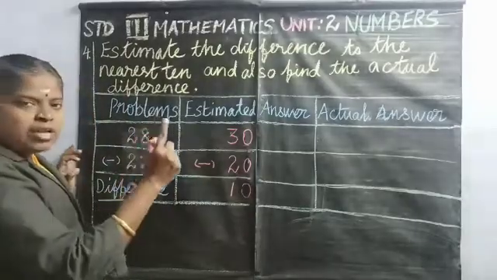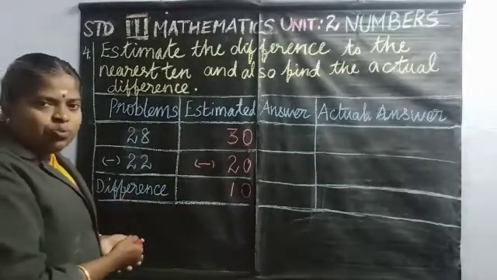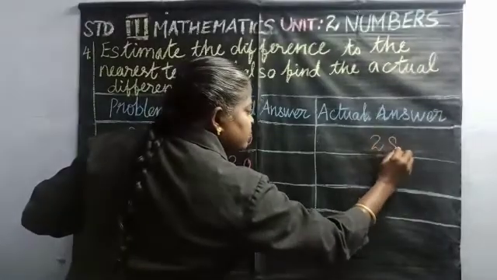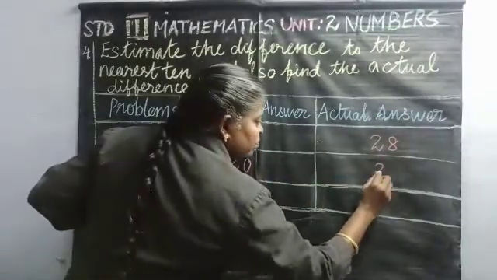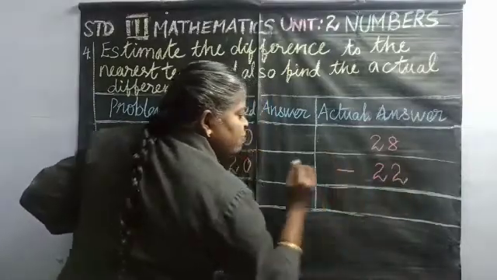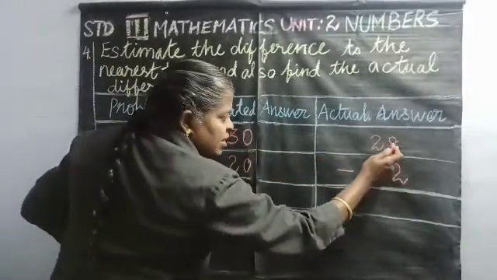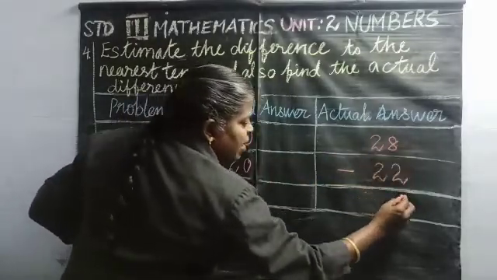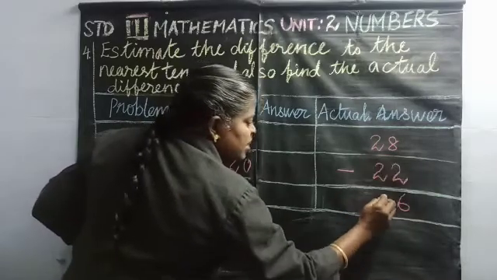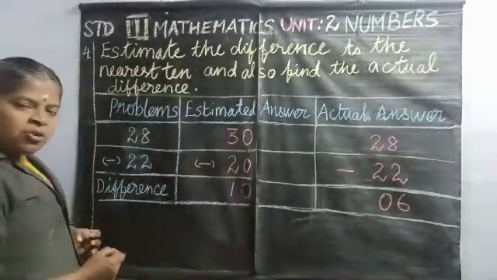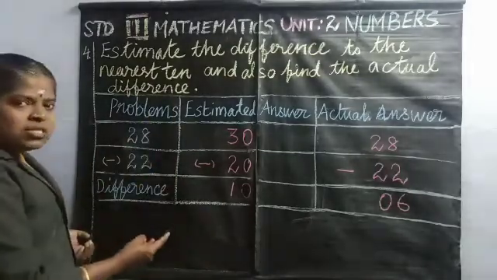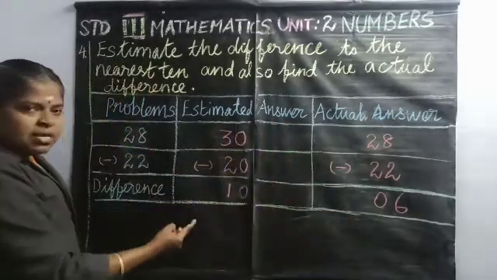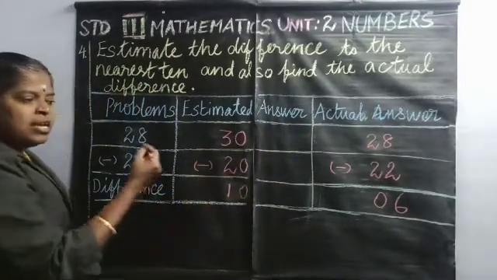Next we have to write the actual value. Actual value means we take the same numbers, 28 minus 22. First you subtract the ones place. 8 minus 2 is 6. 2 minus 2 is 0. So the actual value is 6. The estimated difference is 10. The actual difference is 6. So 6 is also near 10.